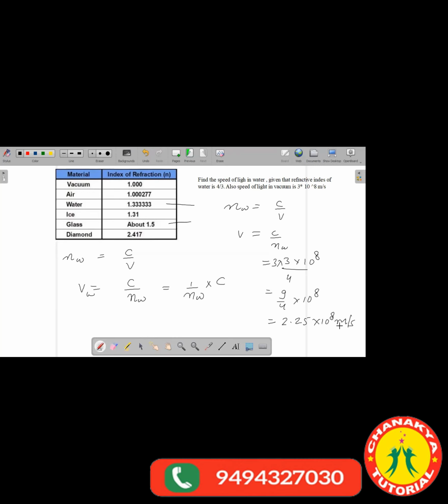Okay. So in a similar way, can you find out the speed of light in diamond? Let us take the refractive index to be 2.42. We are given the refractive index as 2.42.